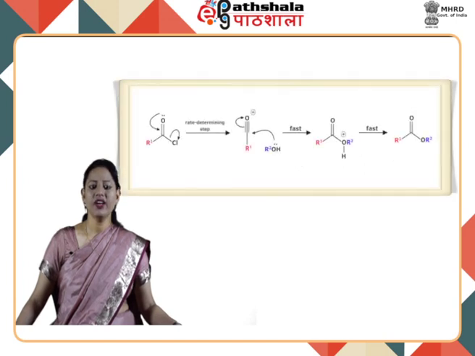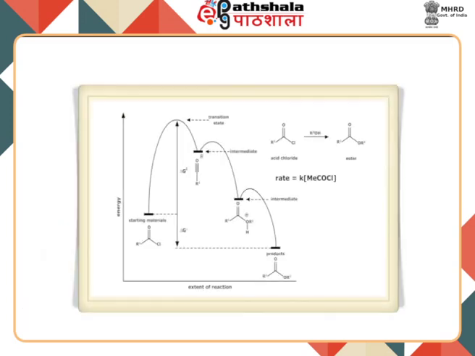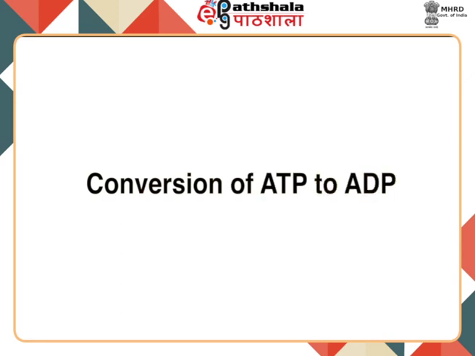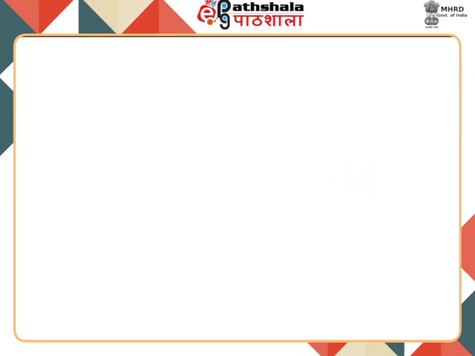The conversion of acid chloride to an ester in acidic medium proceeds via nucleophilic attack of alcohol on the carbonyl carbon. Kinetics gives an insight into the mechanism of a reaction, and rate depends on the concentration of acid chloride. Thus, it is a unimolecular reaction and rate is equal to k times concentration of acid chloride. Lastly, we will see the conversion of ATP to ADP.